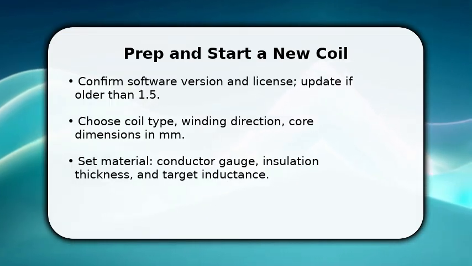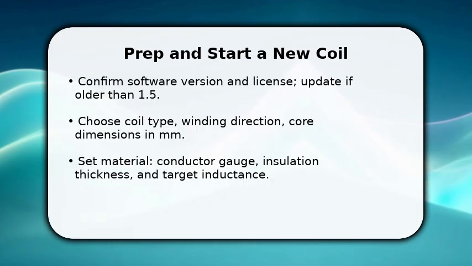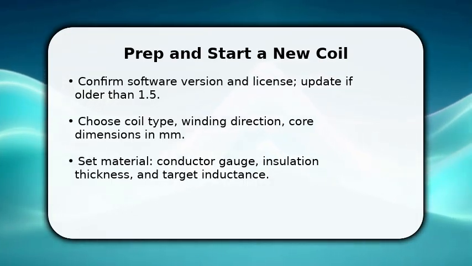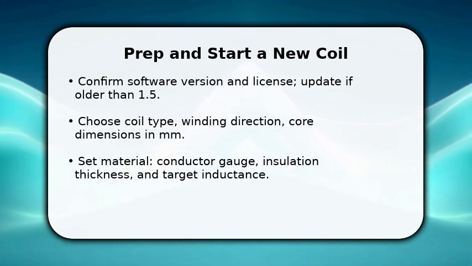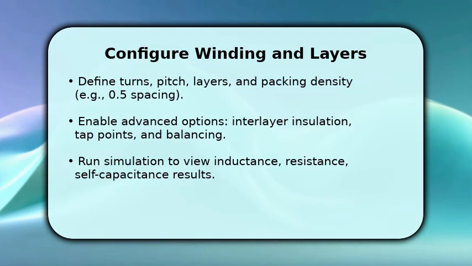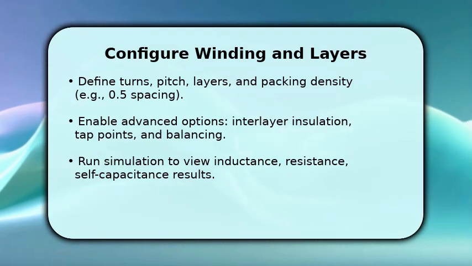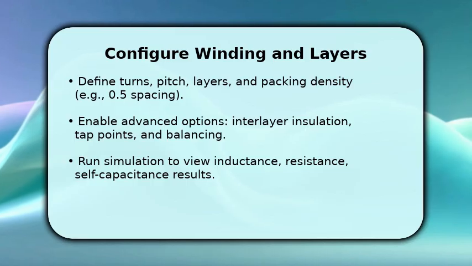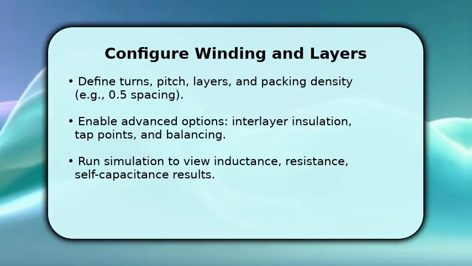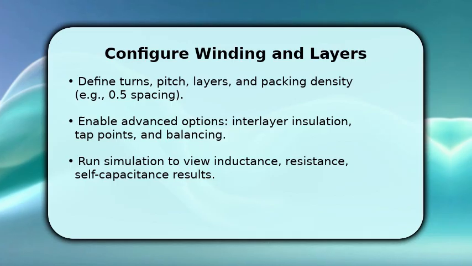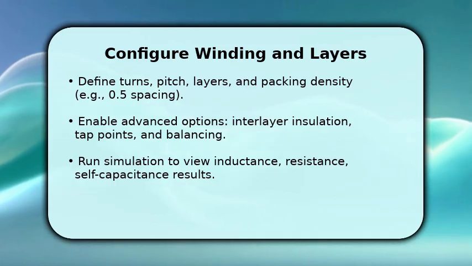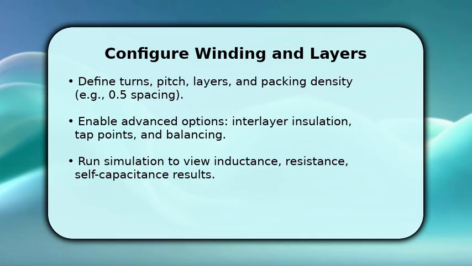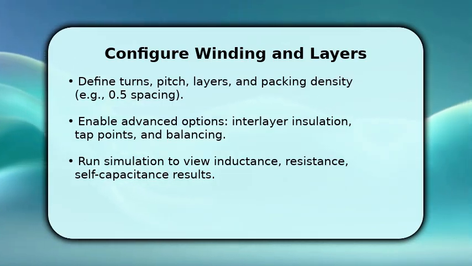Make sure to choose the target inductance or frequency range, so the tool prioritizes that parameter when it suggests turn counts and layer arrangements. You now configure winding specifics. Set turns per layer, pitch, and how many layers you need for the physical coil. Adjust packing density and interlayer insulation to control stray capacitance. This matters for high-frequency coils. Once set, enable taps or multiple taps if you need adjustable coupling or matching.